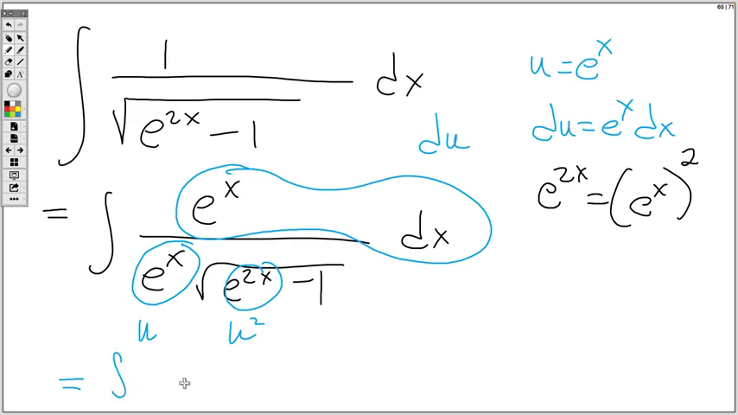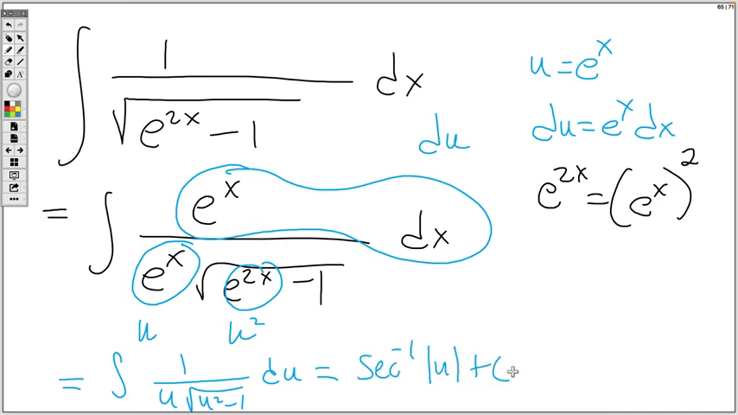So look at what happens now. In the land of u, this becomes a 1 over u square root u squared minus 1 du, which is one of those new formulas we learned last week. All right? So last Tuesday, I think, we learned that this one was the inverse secant. Since e to the whatever is always positive, I don't really need absolute values.